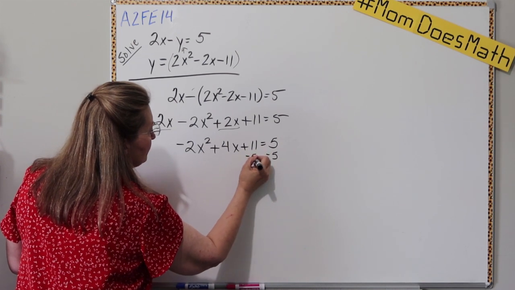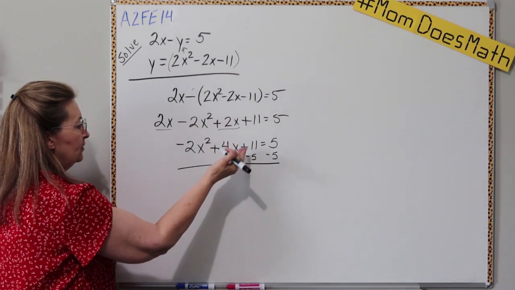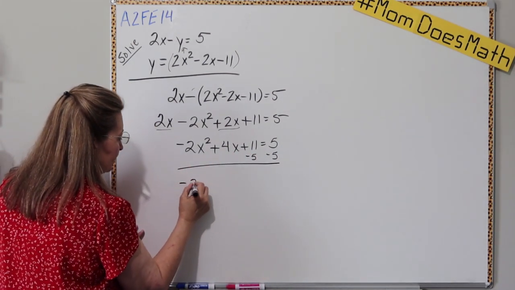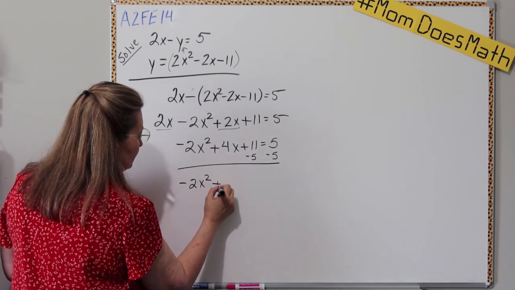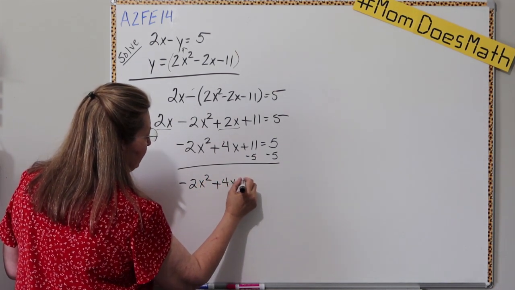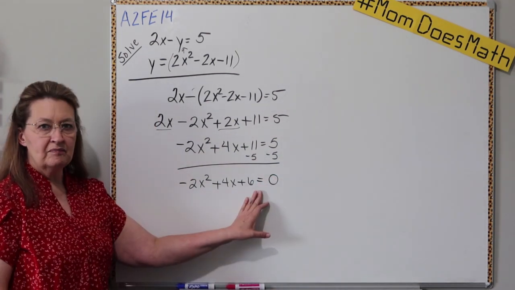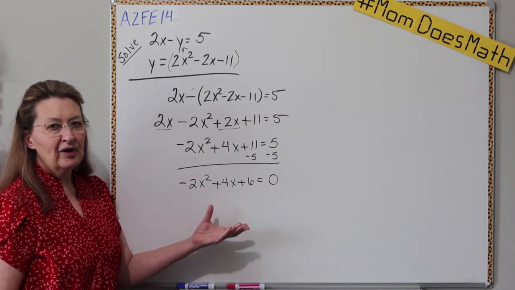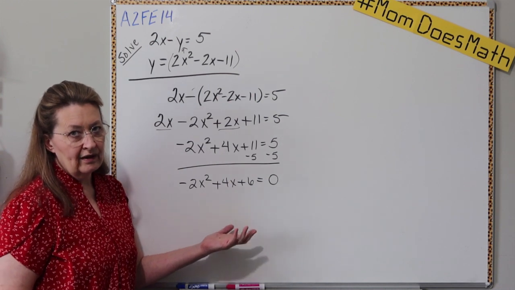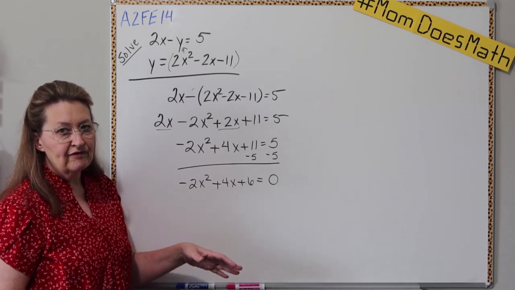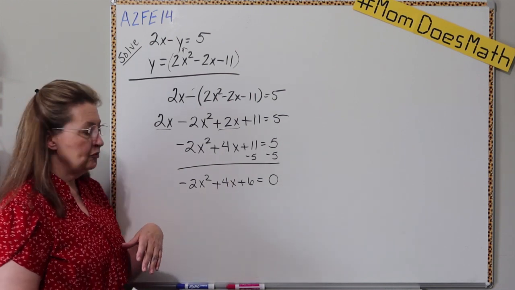And then I'm going to subtract the 5 from each side because technically you want a 0 over there since this is quadratic. Alright, now this is final form here. Now what I need to do is solve this equation for x. It is quadratic, so let's factor and use the zero product property.